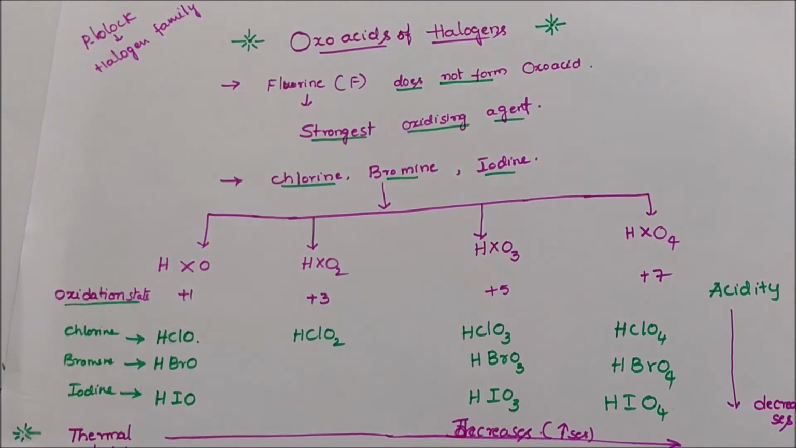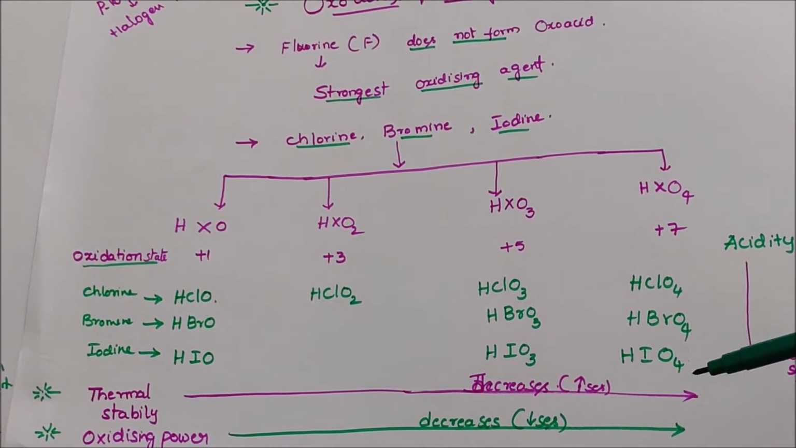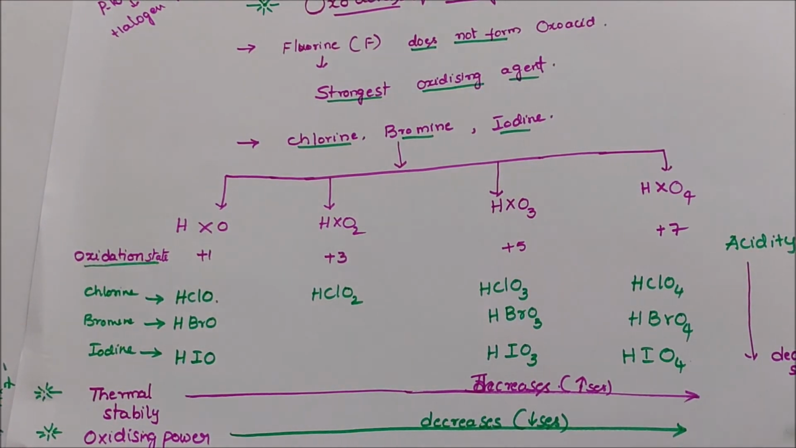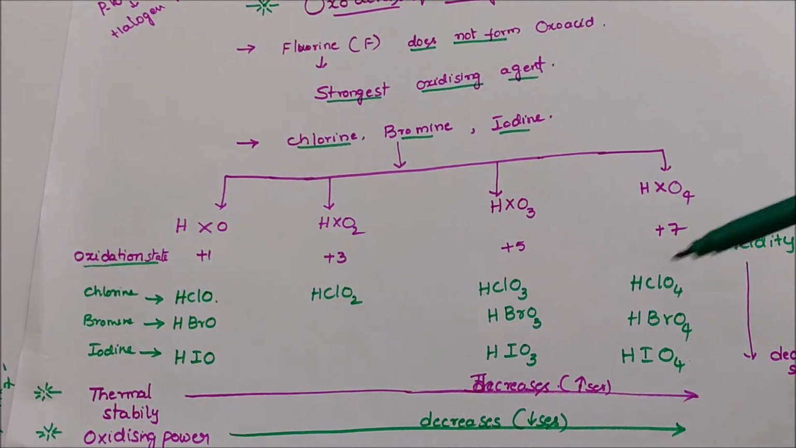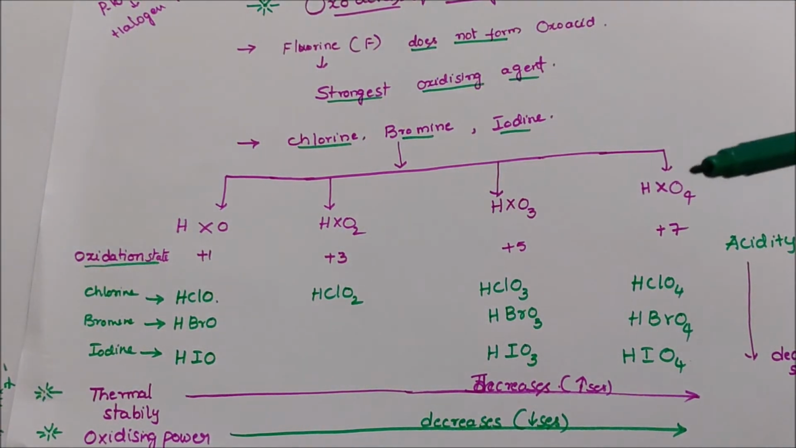HIO4. In the order chlorine, bromine, iodine, the acidity decreases and the thermal stability increases. In HXO, HXO2, HXO3, HXO4, going from HXO to HXO4, the thermal stability increases and the oxidizing power decreases. What happened to this? Acidity decreases and the thermal stability from HXO to HXO4 increases. That means HXO4 has more thermal stability than HXO3, then HXO2, then HXO. The oxidizing power decreases.